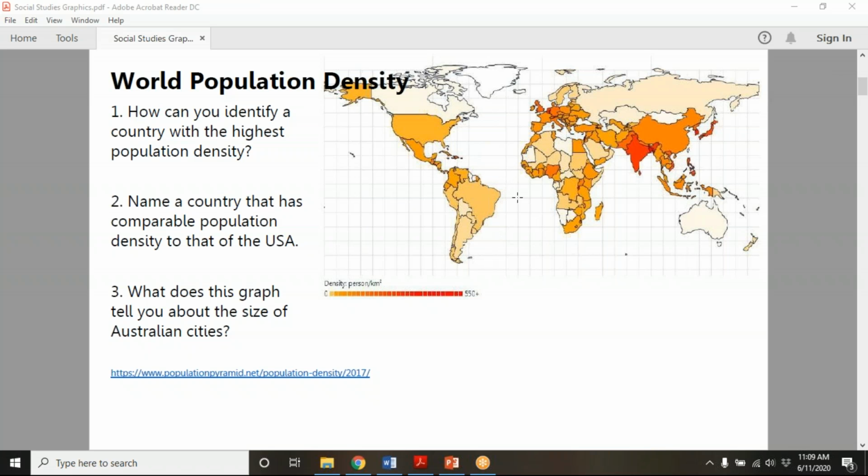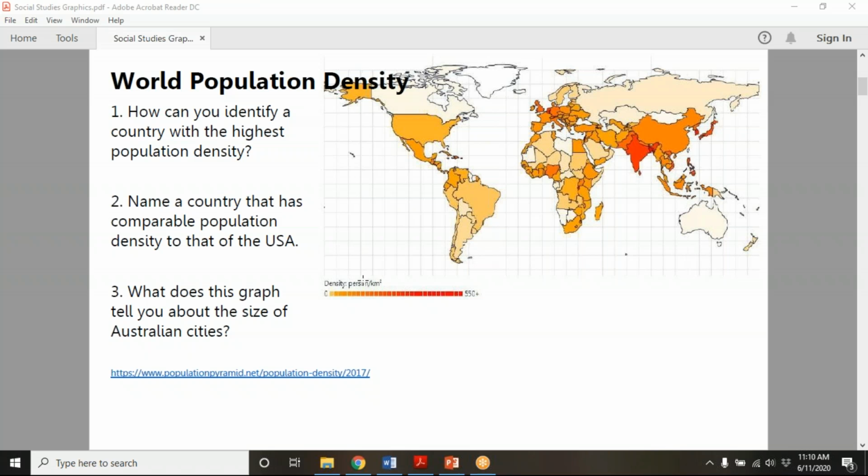Now, none of these countries are labeled, so it does get tricky. But it looks like Mexico is slightly darker, right? So maybe Mexico has a slightly higher population density. Look at Canada, far less population density. There's some similar ones down here in northern Central America, northern South America, some of the European countries. A lot of countries have a population density very similar to the United States.